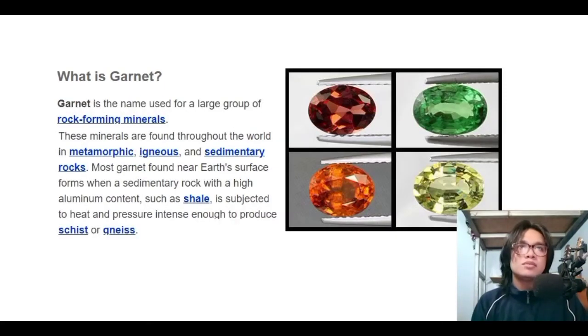Garnet is the name used for a large group of rock-forming minerals. These minerals are found throughout the world in metamorphic, igneous, and sedimentary rocks. Most garnet found near Earth's surface forms when a sedimentary rock with a high aluminum content, such as shale, is subjected to heat and pressure intense enough to produce schist and gneiss. Garnet is also found in the rock of contact metamorphism, subsurface magma chambers, lava flows, and deep surface.